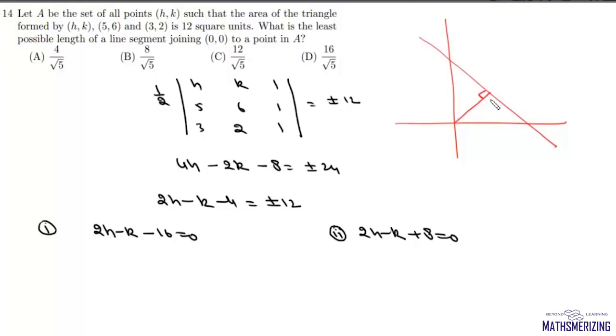So this length will be least at a perpendicular distance from origin. So we'll find perpendicular distance from origin. For this case it will be 16 upon under root 5, and for this case it will be 8 upon under root 5. Now the least possible length out of these two is 8 by root 5, and that's your option B.